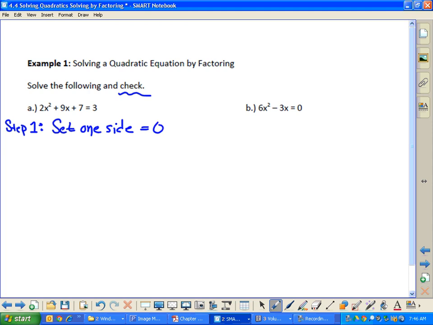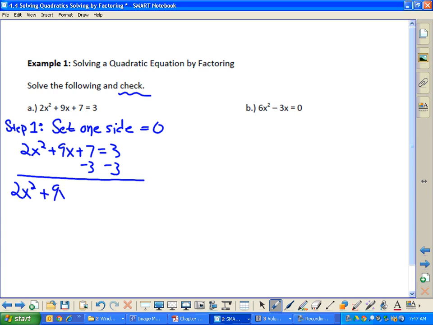So for this problem, I would take 2x squared plus 9x plus 7 equals 3. And I would just subtract 3 from both sides rather than moving the other trinomial on the left side all the way over. And then if I simplify this equation, I have 2x squared plus 9x, and then 7 take away 3 is 4. And ta-da, mission accomplished. One side is equal to 0.